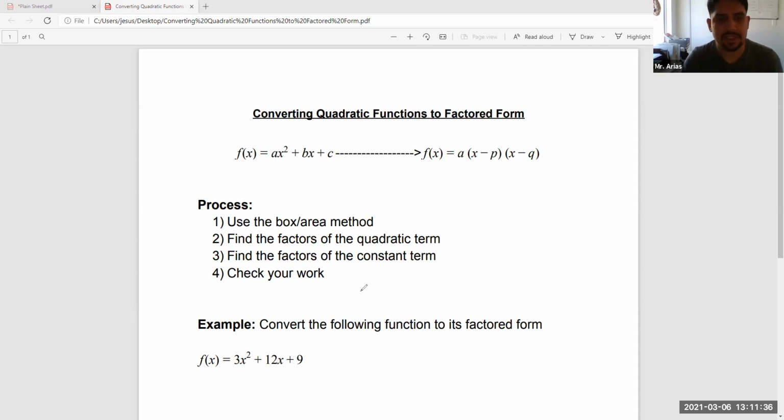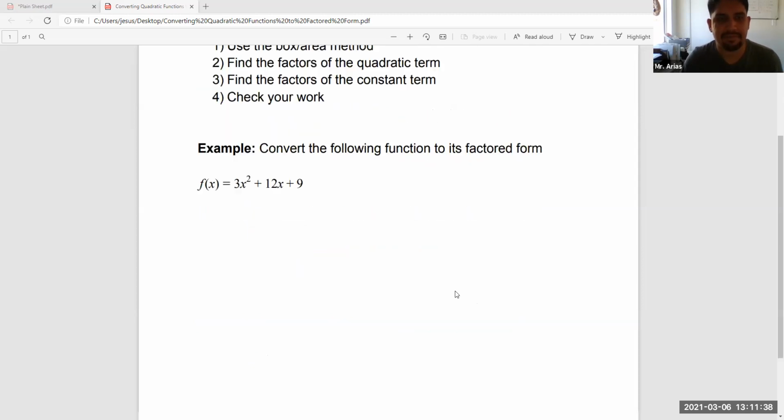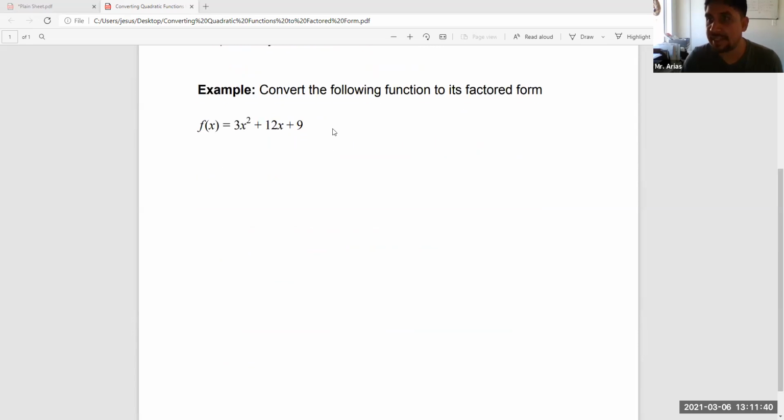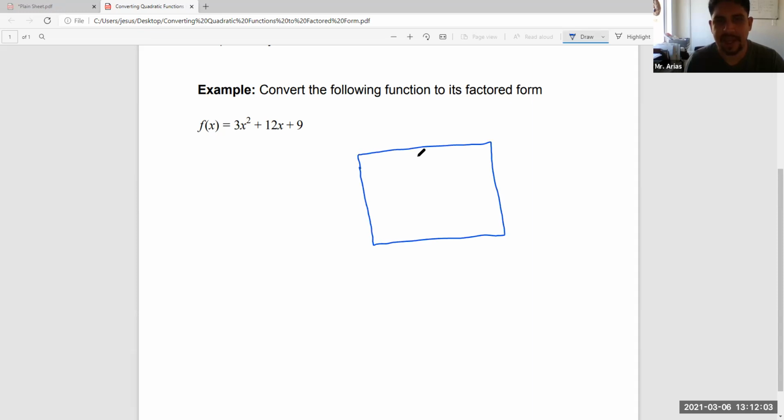The example that I have for today's class is the following. We have a function that is quadratic in standard form, and the equation is the following. F of x is equal to 3x to the power of 2 plus 12x plus 9. So I'm going to be applying, like I said, the box method. And what that means is the following. I'm going to draw my box, which is just a rectangle, right? And since we have a trinomial, that means that my box is going to have 4 entries.